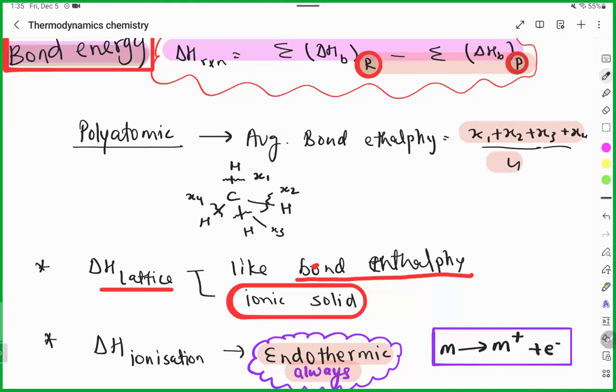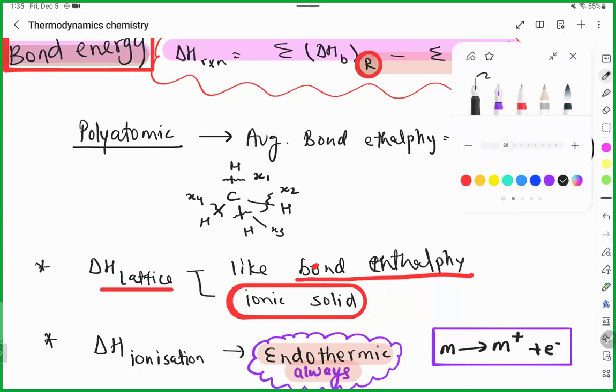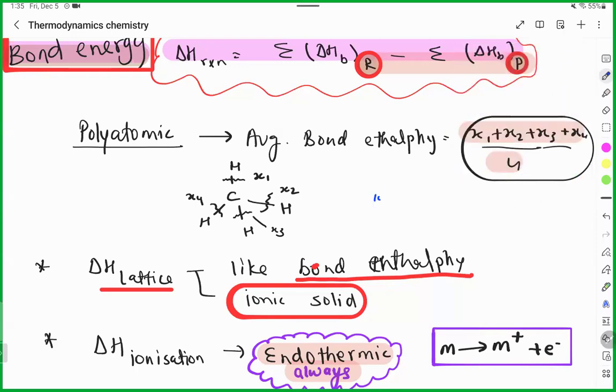So what is the average energy required for each bond? Average. For example, four people: one person has 10 rupees, the second person has 15 rupees, the third person has 20 rupees, the fourth person has 14 rupees. What is the average money they have? You will take all four values and divide by four because there are four persons. Yes or no?